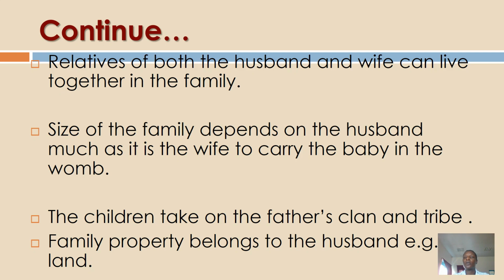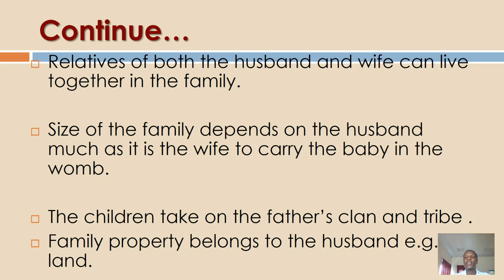The size of the family is also decided by the husband. The wife is just a carrier of the baby in the womb. So if the man wants as many as 10 or 12 children, then the wife just agrees. And if one of the wives decides not to produce, then the husband will go to other wives in the same home to bear him children. The clan and tribe of the children come from the father. The names are also given by the father in this kind of home, and this is what we see in Africa. The names we have, the tribes we belong to, even the nationality depends on the husband as the head of this patrilineal family.